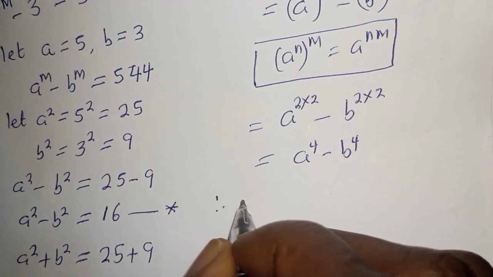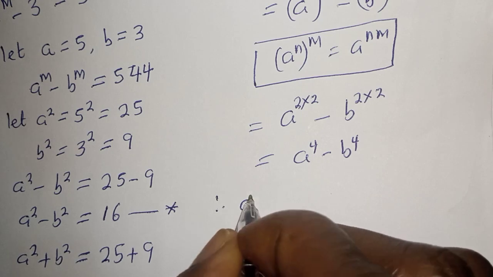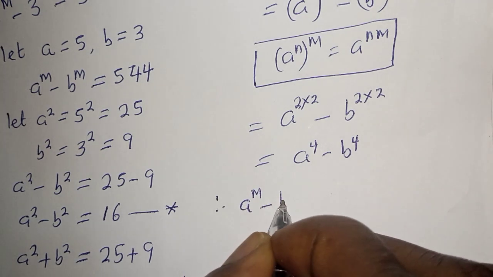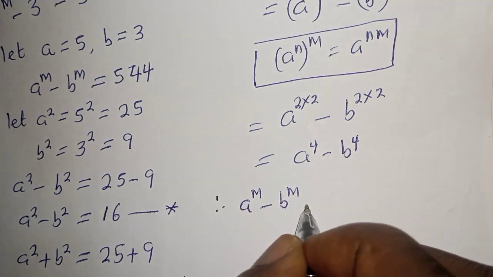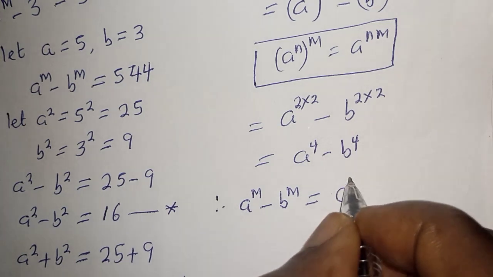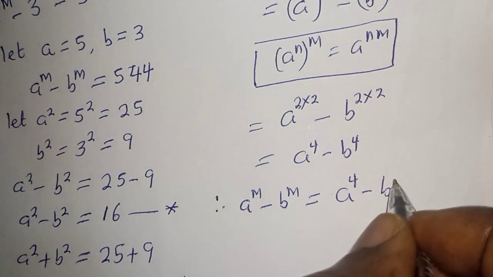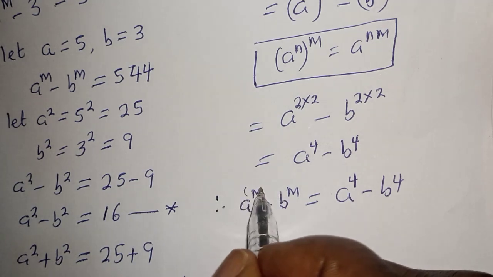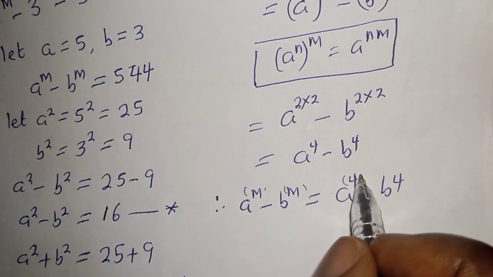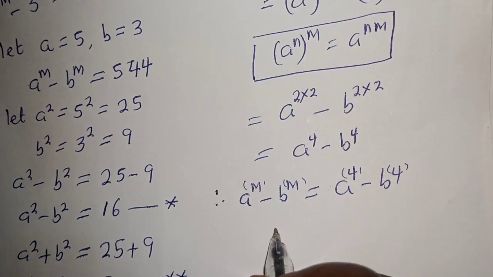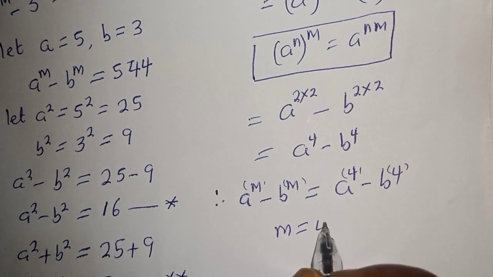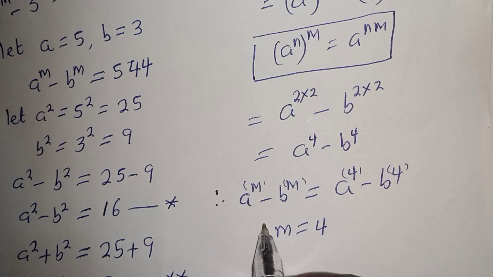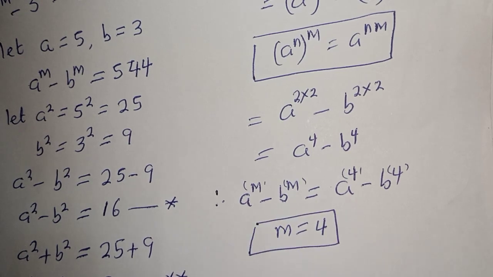Therefore, a raised to power m minus b raised to power m is equal to a raised to power 4 minus b raised to power 4. And if you look at this, if you compare the exponent, m is equal to 4. And this is the final answer.